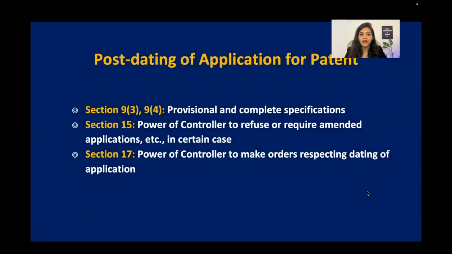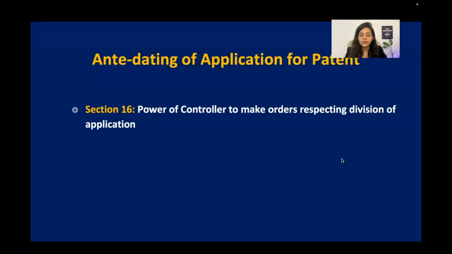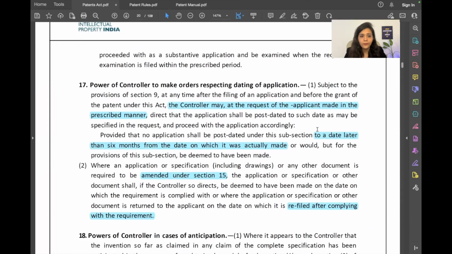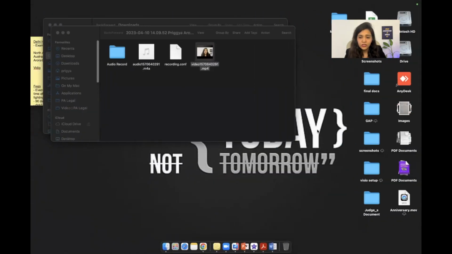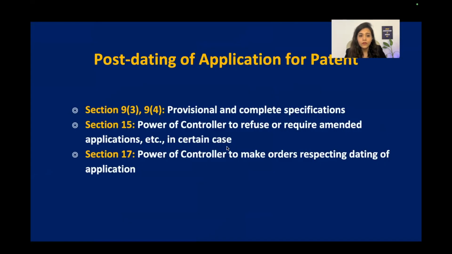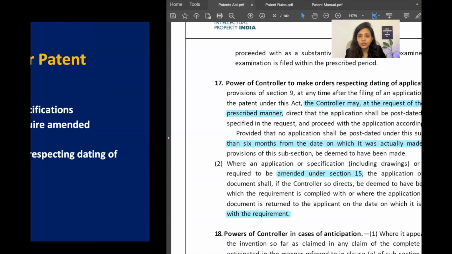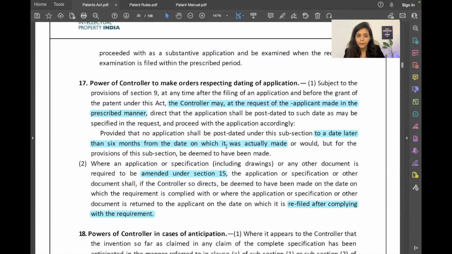For post-dating, we have section 9(3), 9(4), section 15 and section 17. The most important provision here is section 17. And as for antedating, I explained it while teaching the divisional applications, and the most important section here is section 16. So let us go through the Act as well. We'll start with section 17 because section 17 is related to post-dating of patent application.